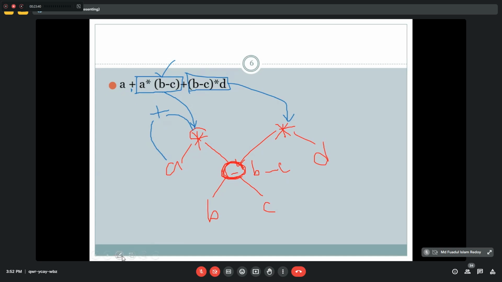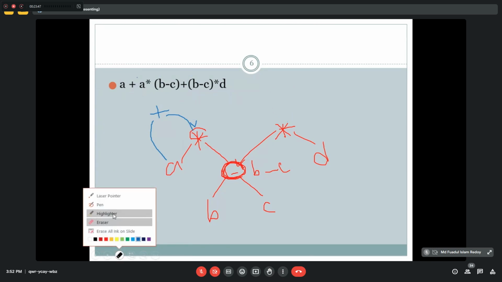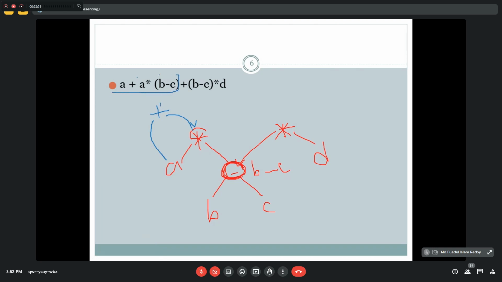That means now this one means actually this part. This part is actually this part, and this part is actually this part. Okay. So now this plus. This is the plus, and the left one is this one, and the right one is this one. So this is actually the directed acyclic graph.